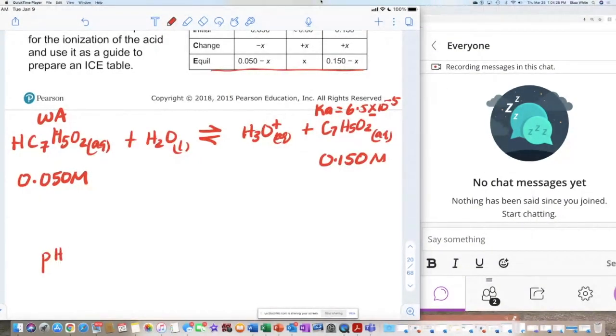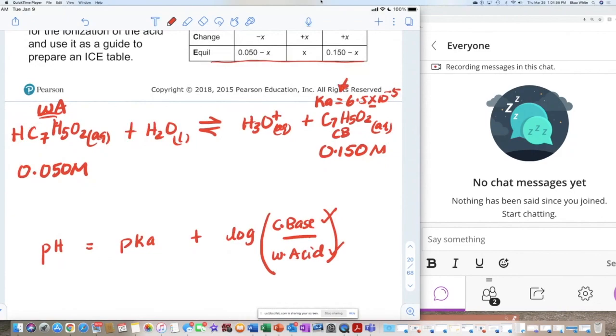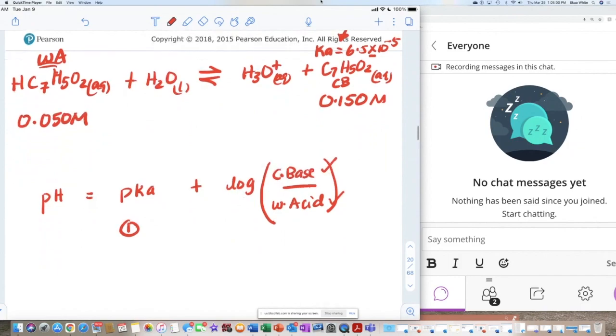To get my pH, I need pKa plus log of base over acid. Now remember, the base here is the conjugate base. The acid here is the weak acid. So let me see what I have. This is my weak acid. This is my conjugate base. So I have this number and I have this number. Oh, and I have the Ka. Okay, so I'm going to start by solving this. I'll do this number 1 first.